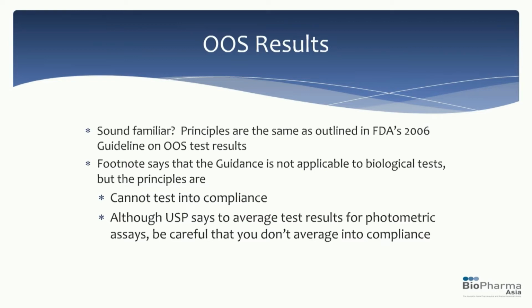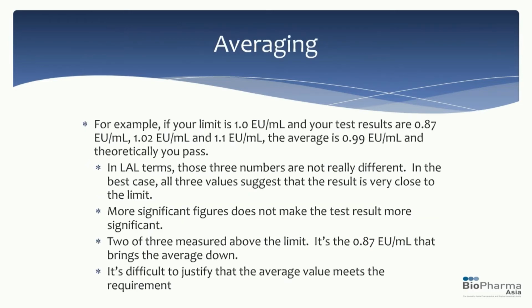In the guidance document, there's a footnote that says that the principles in the guidance aren't applicable to biological tests. And I think the details in the guidance are not applicable to a biological test, but I think that the principles are, meaning that we can't test things into compliance. And even though USP says to average test results for photometric assays, I think we need to be careful that we don't average into compliance as well.